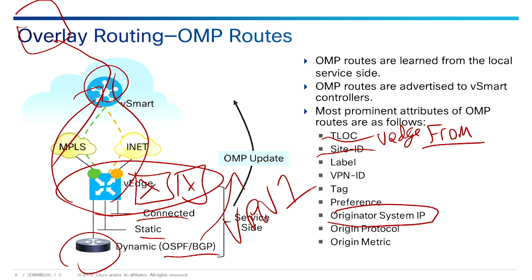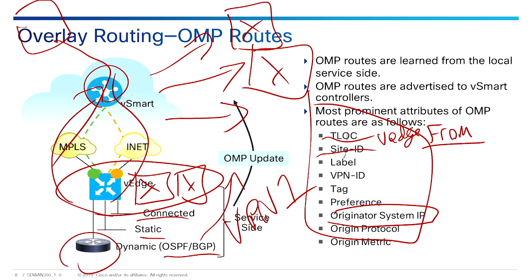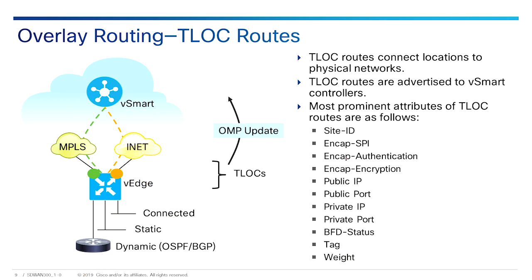Now, those OMP routes are going to get into vSmart and then distributed back to all the other vEdges with all of this information in them. So when you do the route, you're going to see what transport locator, site ID, color, et cetera, and what the origin of that route is. Okay, so if you do a show route on a vEdge, you'll actually see all this information.